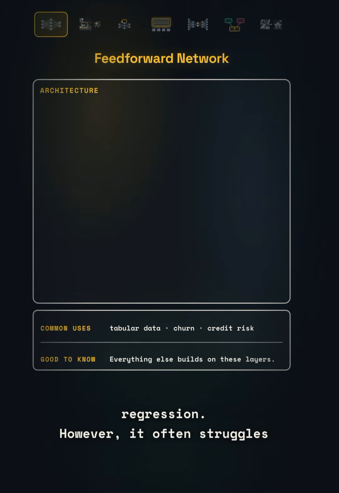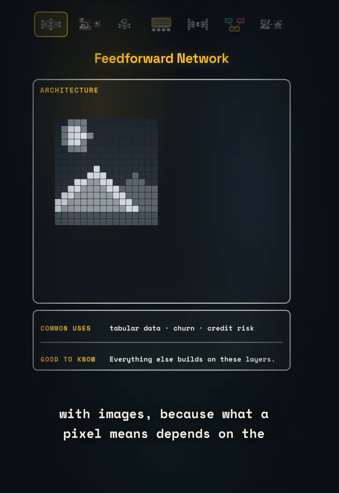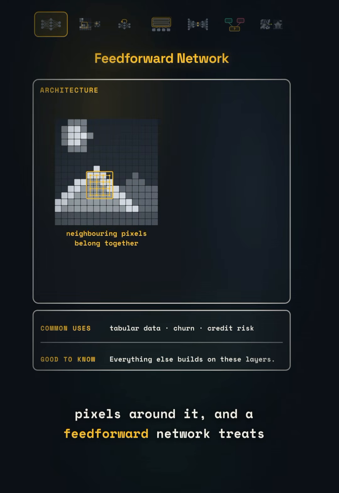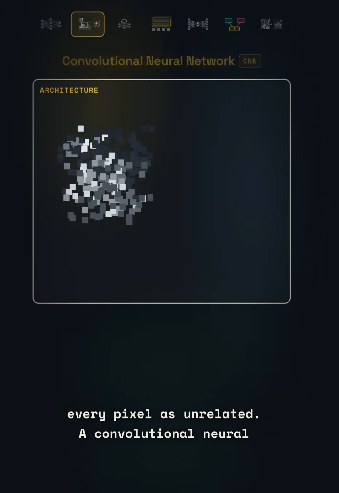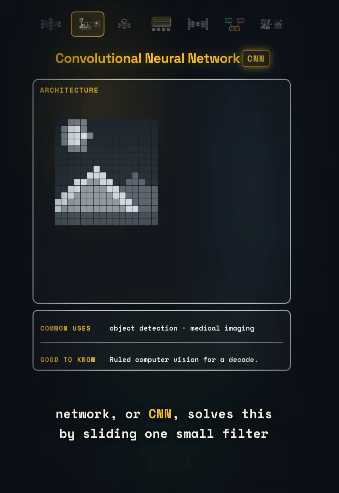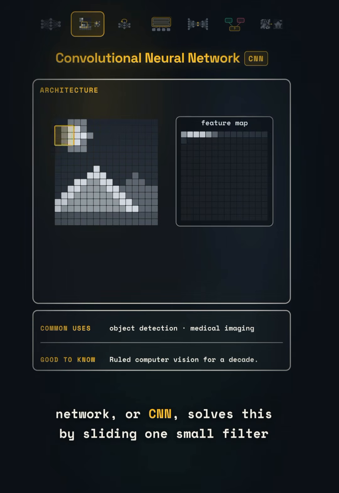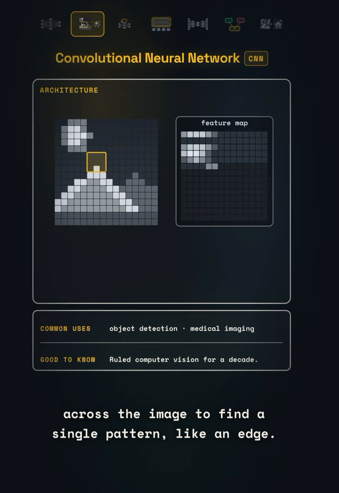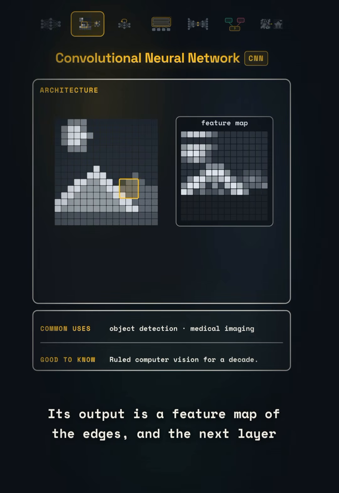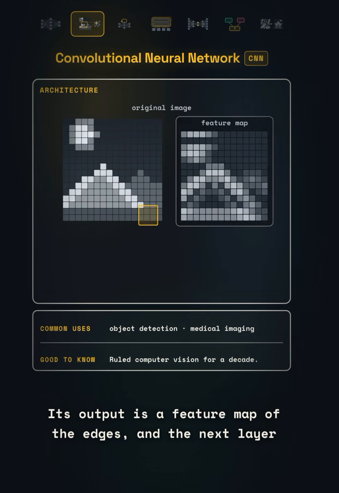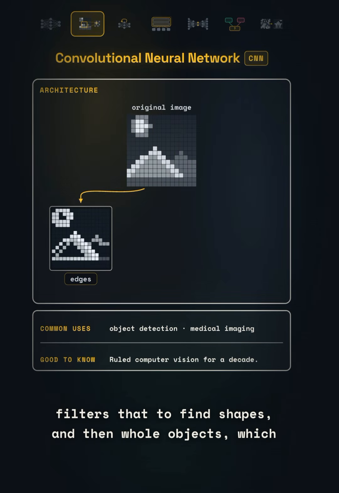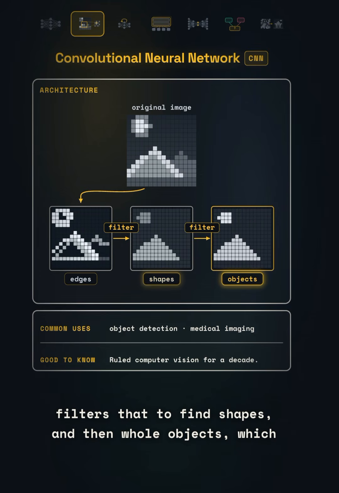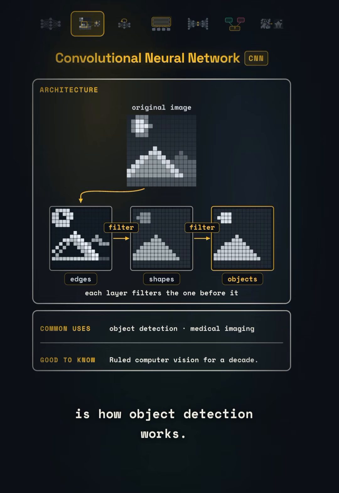However, it often struggles with images, because what a pixel means depends on the pixels around it, and a feedforward network treats every pixel as unrelated. A convolutional neural network, or CNN, solves this by sliding one small filter across the image to find a single pattern, like an edge. Its output is a feature map of the edges, and the next layer filters that to find shapes and then whole objects, which is how object detection works.